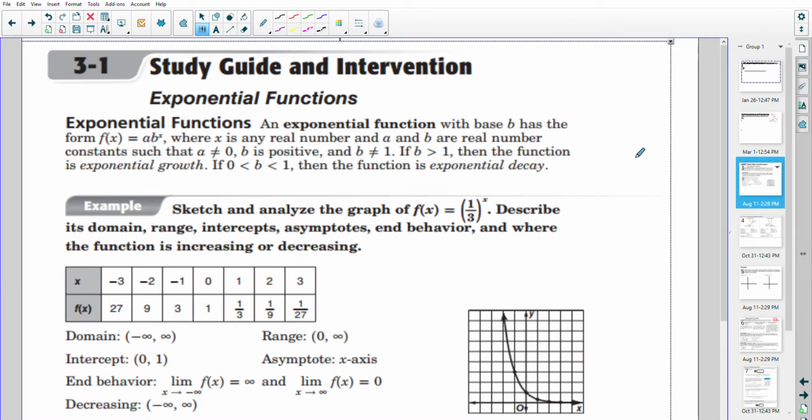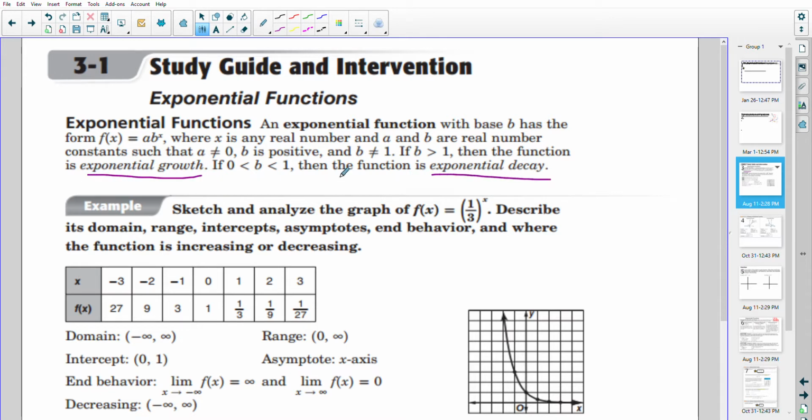Graphing exponential functions can be split into two types. One is exponential growth and the other one is exponential decay. Notice it's in the form of f of x equals a times b to the x power. x is in the exponent position.